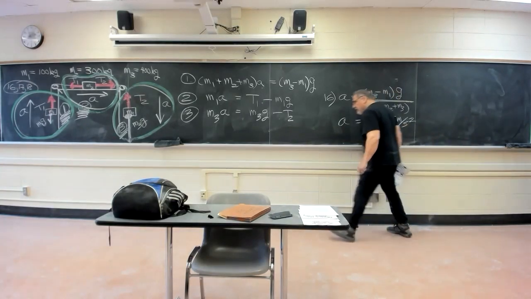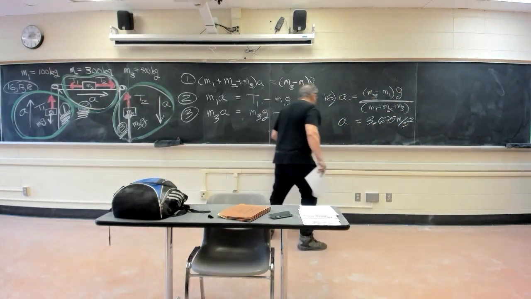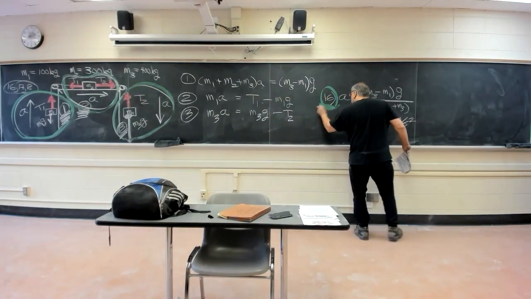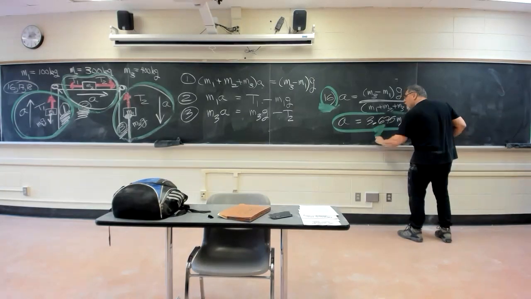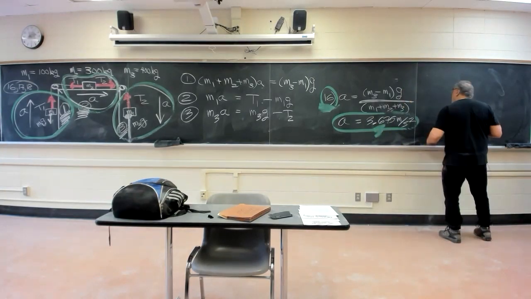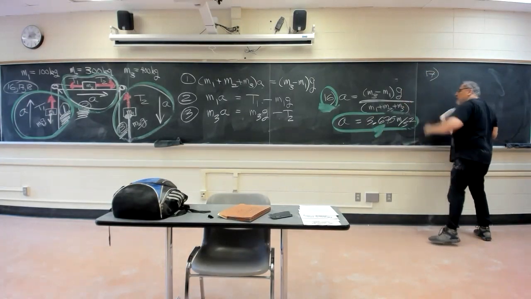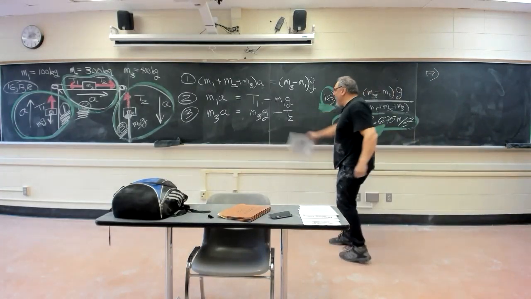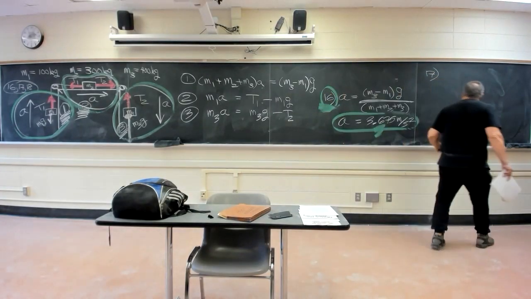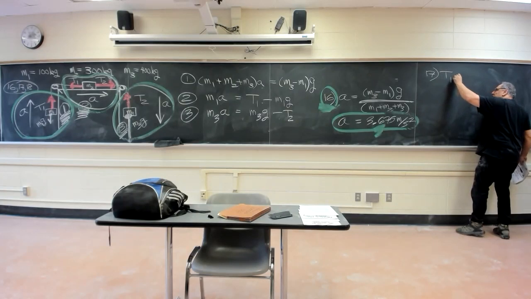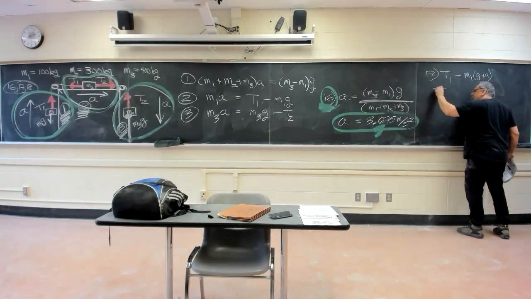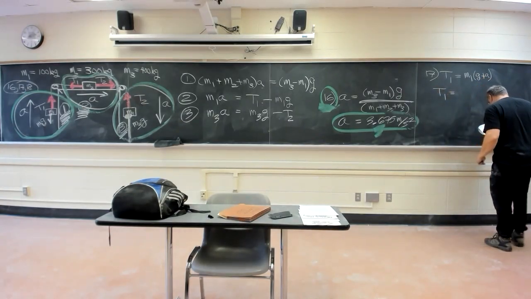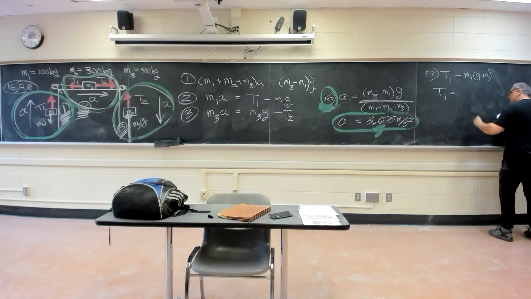Here's number 16 for you. For 17, solve for T1. Add an M1G on each side. It becomes T1 equals M1G plus M1A. Well, you can factor it out, make it look like this. Plug in what you got for A there, and it's 1,300.